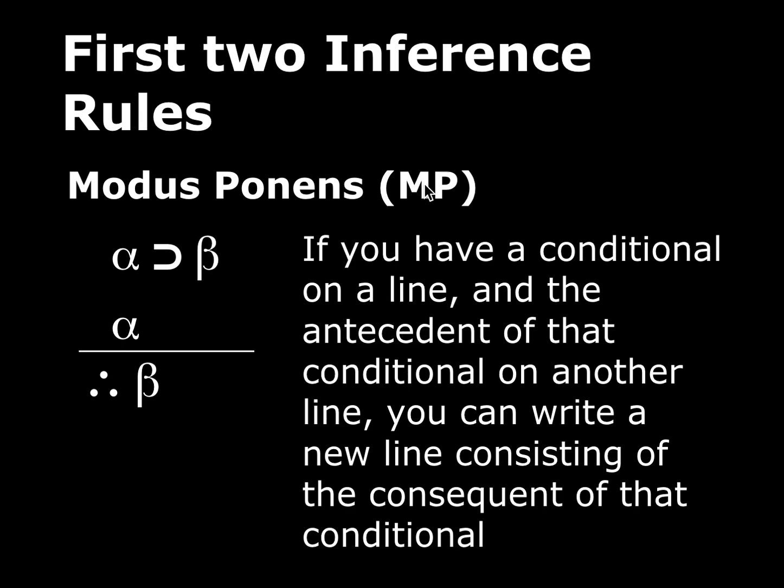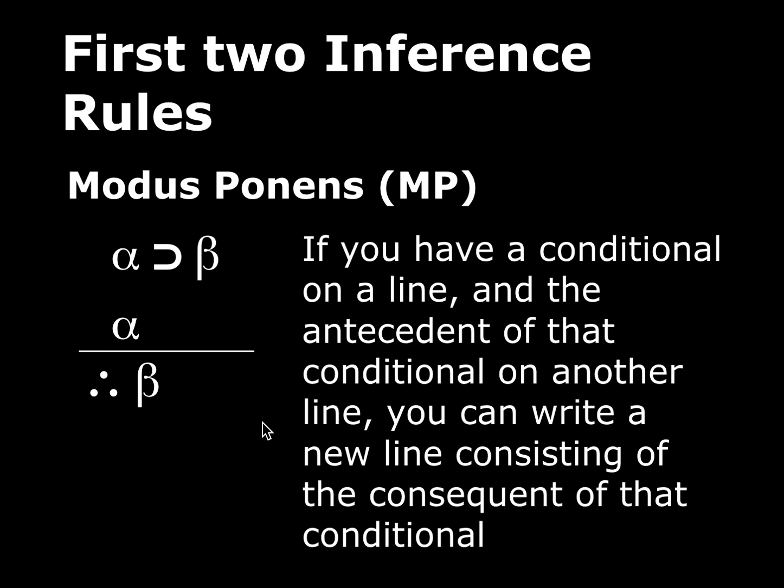So what is the rule of modus ponens? Well, the visual or the written version is this. If you have a conditional on a line, and you can see in the schematic, that's if alpha then beta, a conditional that maybe you already have somewhere. Maybe it's a premise, maybe it's one of the lines you've already derived, but somewhere you've got a conditional on your proof already. And you also, on another line, have the antecedent of that conditional. So the conditional is if alpha then beta, and on another line I have alpha.